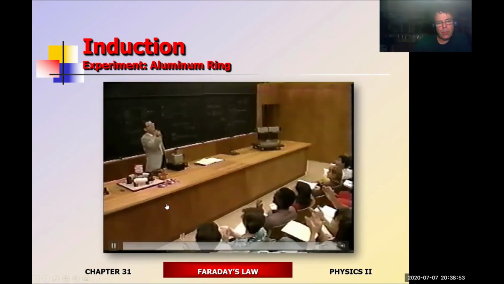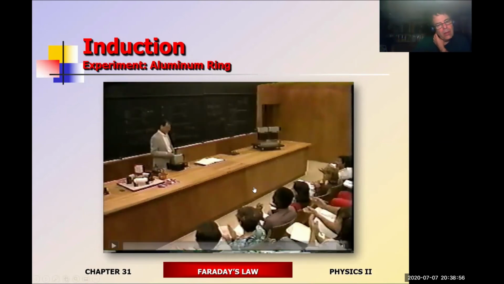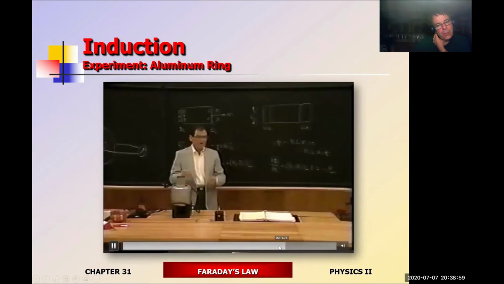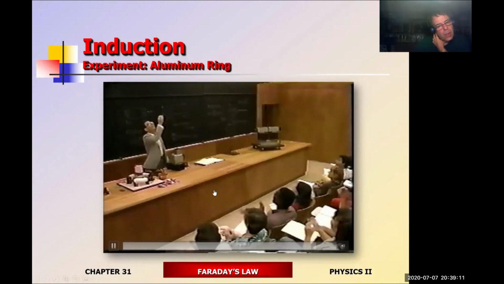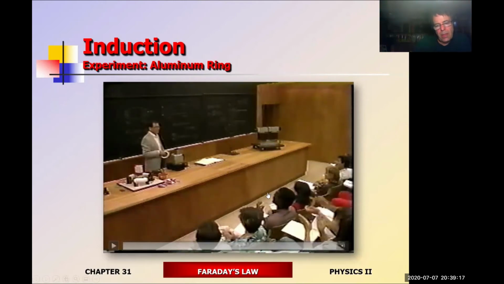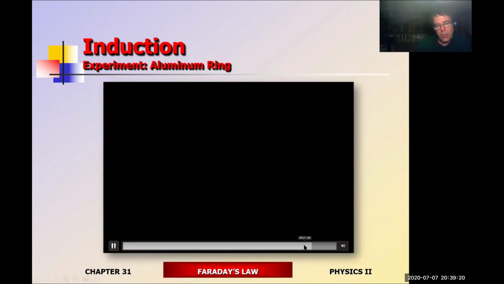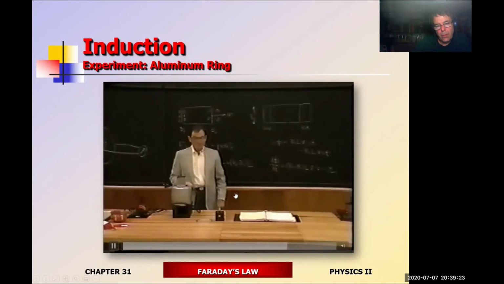Watch. There. All right, the aluminum is not magnetizable, so you cannot turn aluminum into a magnet. So why does the aluminum jump as soon as he turns on the current?